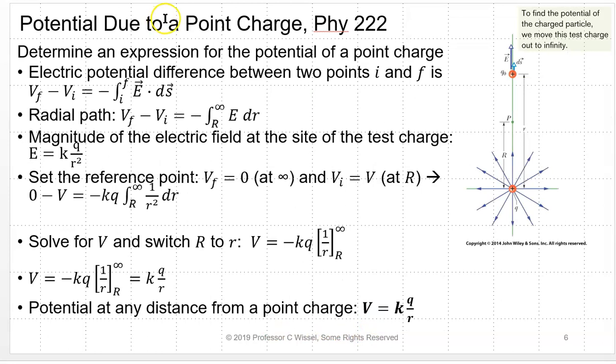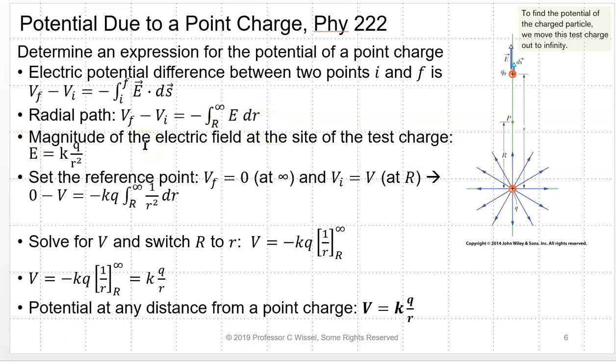Now we're going to do the point charge. So here's our point charge, and we're going to take a point some distance r away from the point charge. We're going to determine an expression for the potential of a point charge. The electric potential difference between 2 points I and F is Vf minus Vi equals minus the integral from I to F of E dot ds. We're going to use a radial path. So Vf minus Vi equals minus the integral from r to infinity of E dot dr.